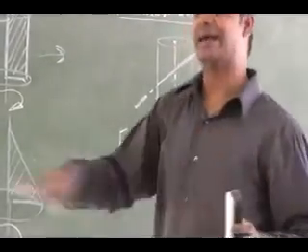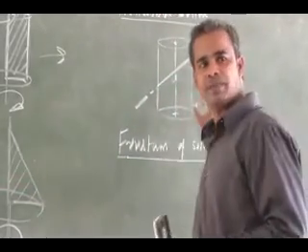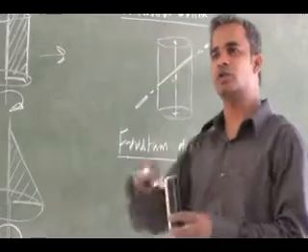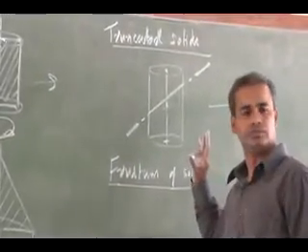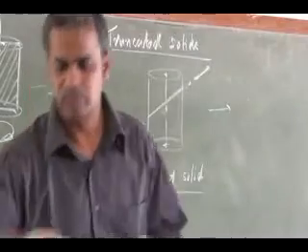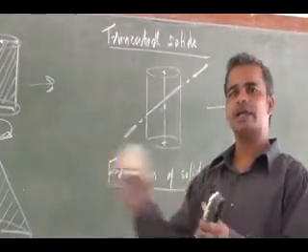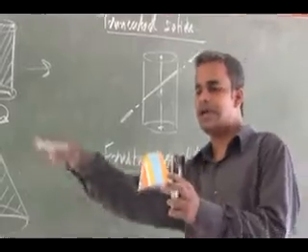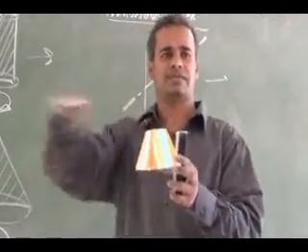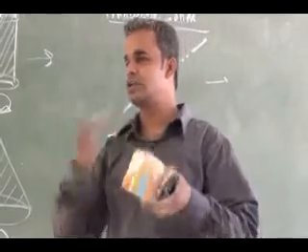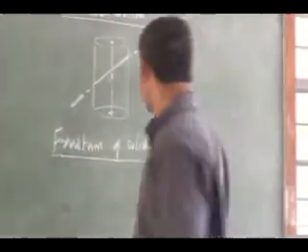But if I cut a pyramid or cone parallel to its base, I will obtain a different solid. That solid is a frustum. So you see here, it is a pyramid I have. I had a square pyramid. That square pyramid I have cut, truncated parallel to its base. Then I have got another solid, that is a frustum of a square pyramid.